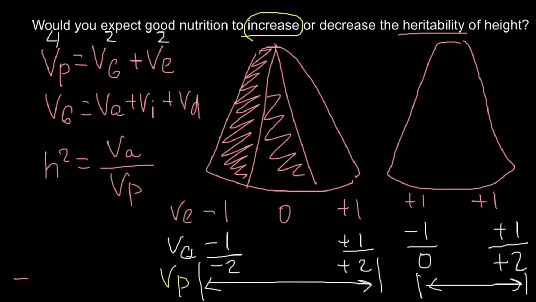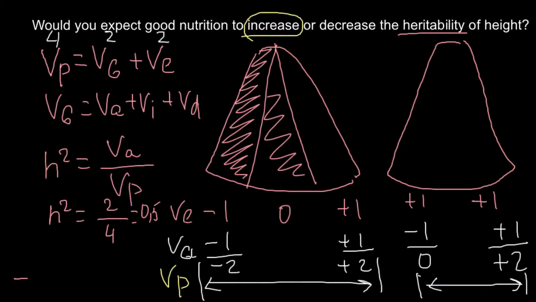And now we can use these numbers in order to solve for the first example. So h squared here would equal variance genetic or additive, which is going to be 2, divided by variance phenotypic, which is going to be 4. So the answer here would be 0.5. So this is going to be our heritability.